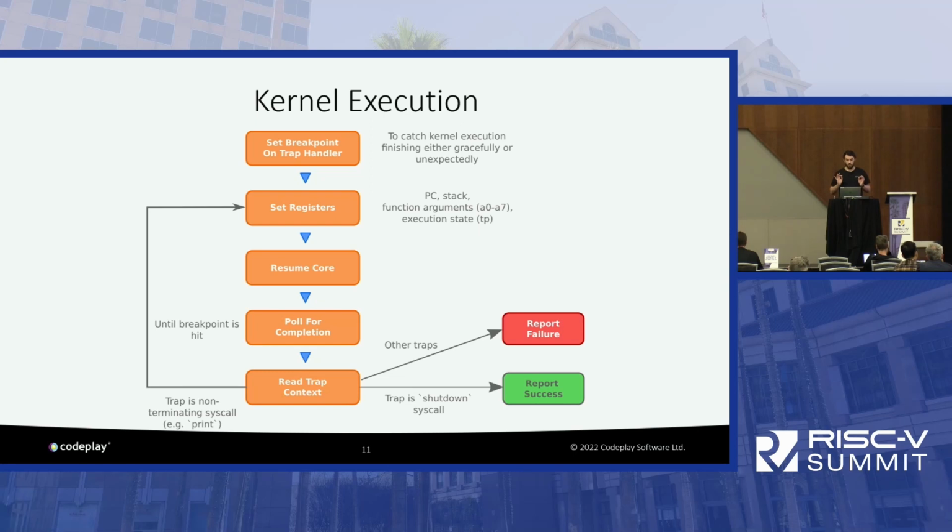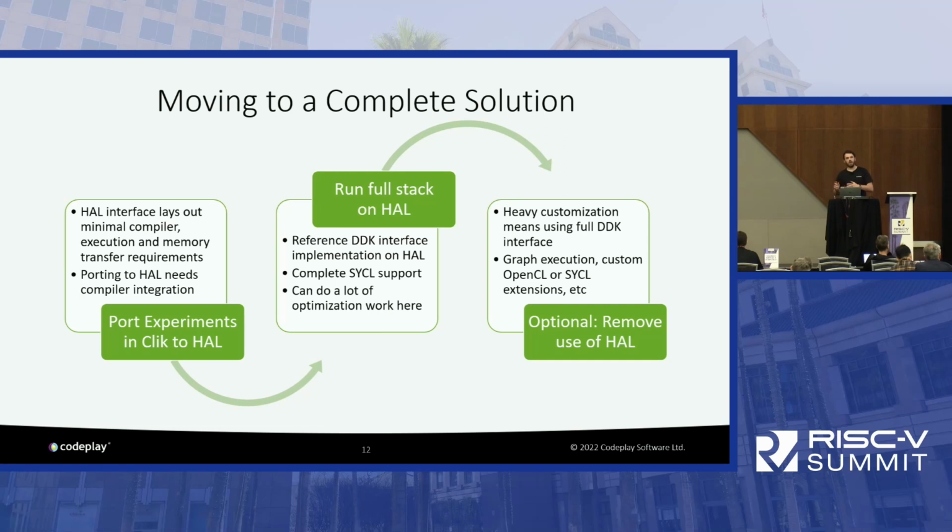This definitely will sound very inefficient because we're doing polling, we're not overlapping work, and so on. That's all correct. But again, Click is about just getting something working immediately, as fast as you can. This took a couple of weeks to do in Pathfinder, mostly because we were learning about OpenOCD. And then you keep on going to move to a complete solution by taking the very basic Click experiments you did and then porting them to that HAL interface that I described for RISC-V earlier.